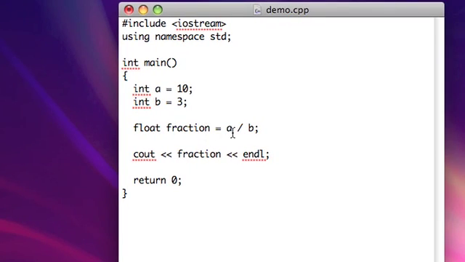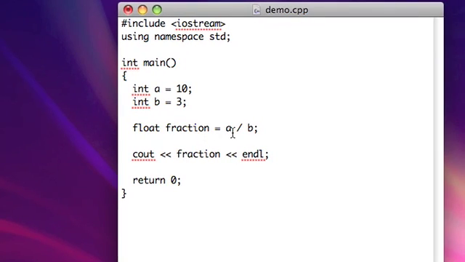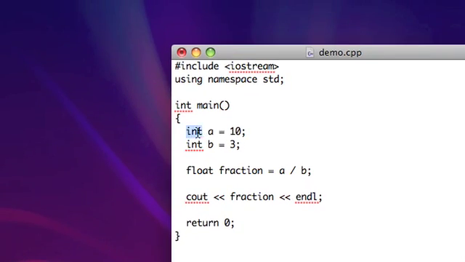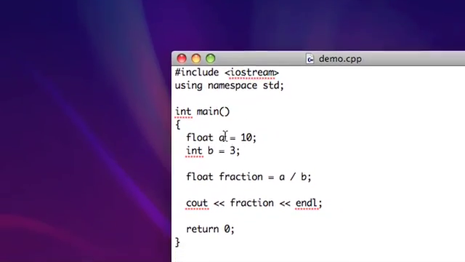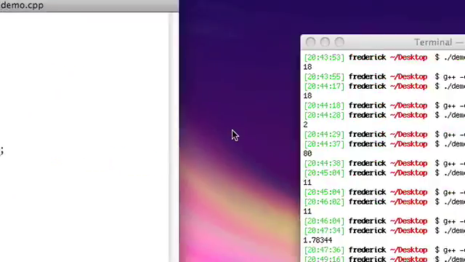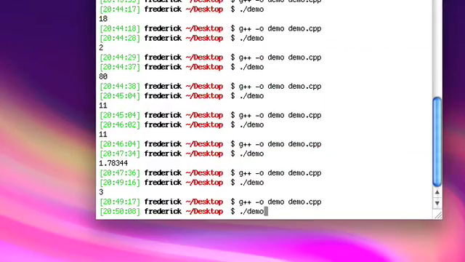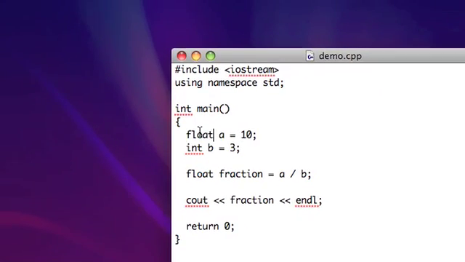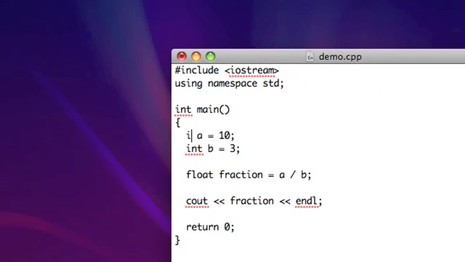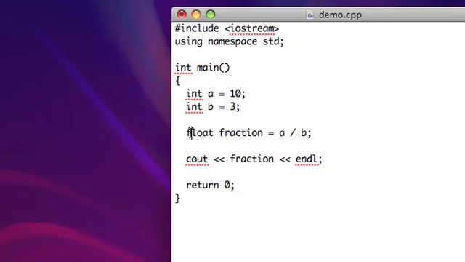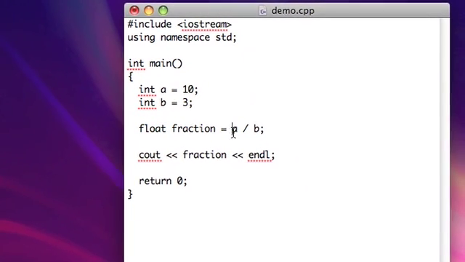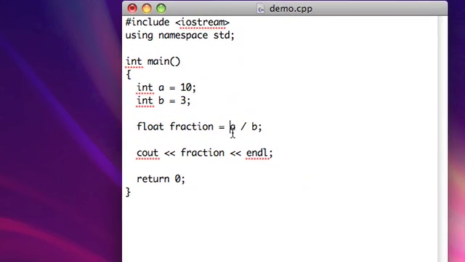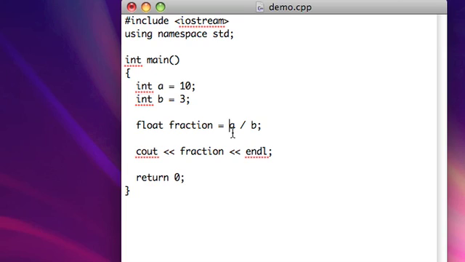If you want 3.333 or a floating number, you need to either declare one of these as a float. So if we have float a equals 10, a over b, we should get, there we go, 3.33333. But if you're being fed integer values and you need to find the fraction, you can do something called type casting, which is really just a clever way of saying convert between integers and floating points. Or you can do it with other data types too.